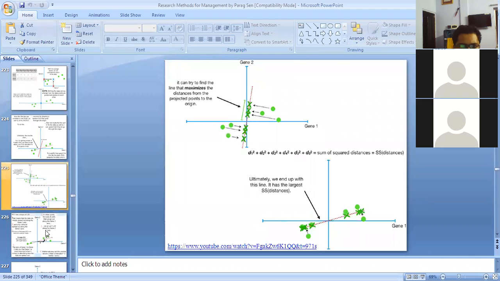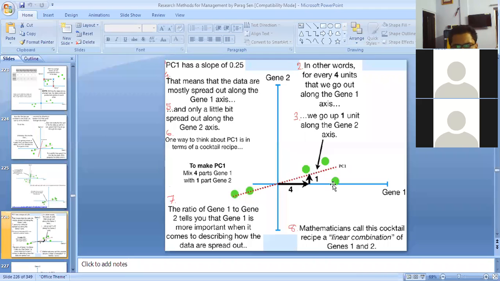Okay, so suppose you have got this best fitted line. Now this line has a particular slope. Suppose PC1 has a slope of 0.25.